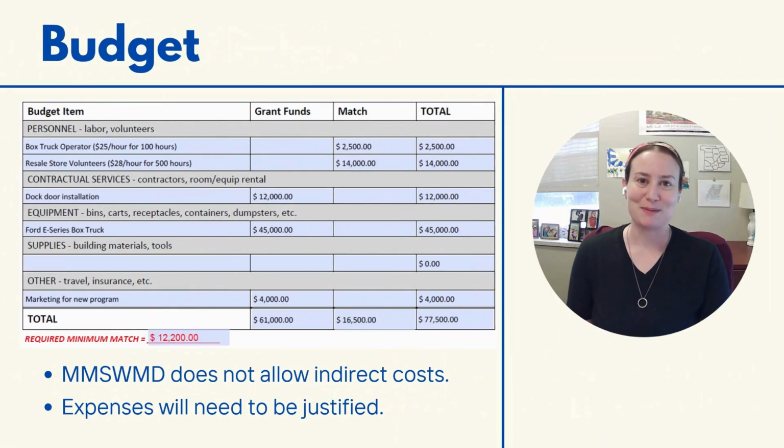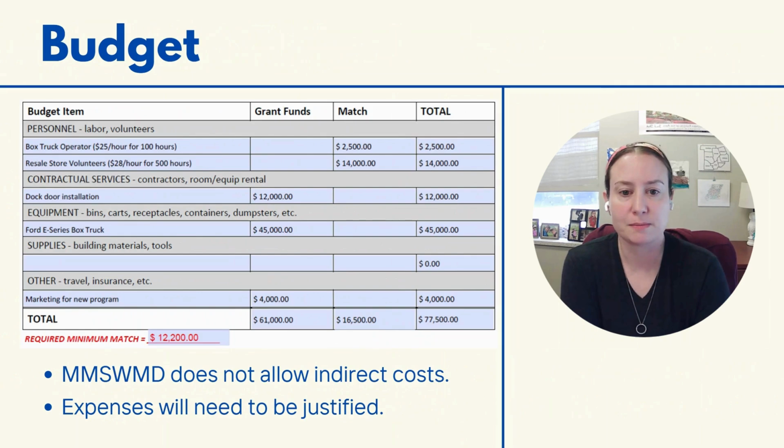All right, we'll spend a little bit of time here on the budget section. It is always a little different at different grant programs how the budget works and what is requested of you as an applicant. So this is an example, not a real project, but an example. I think in this project, they were getting a new box truck for a resale store.